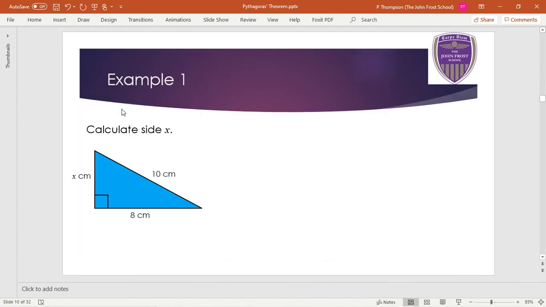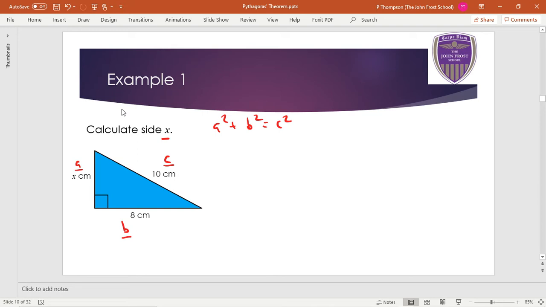So, first example. You'll notice that this is almost the same example as the previous lesson, but I want to show you that it actually works. I've got to find side x. If we remember, we label the sides first, because the theorem is a squared add b squared equals c squared. And this would be c in this case. I'll call the bottom b, and I'm going to call this one a.